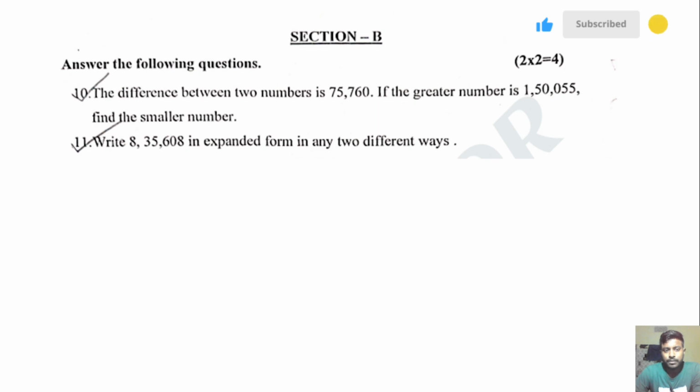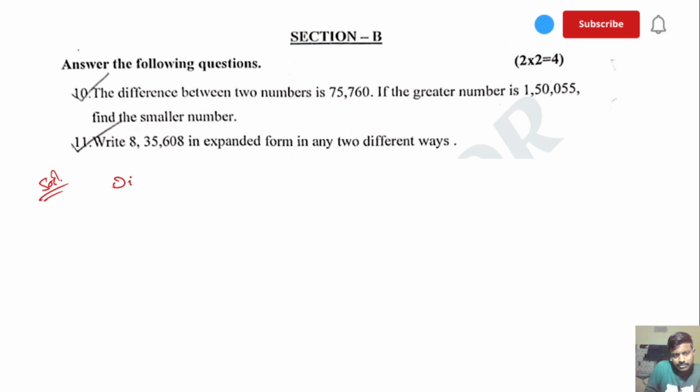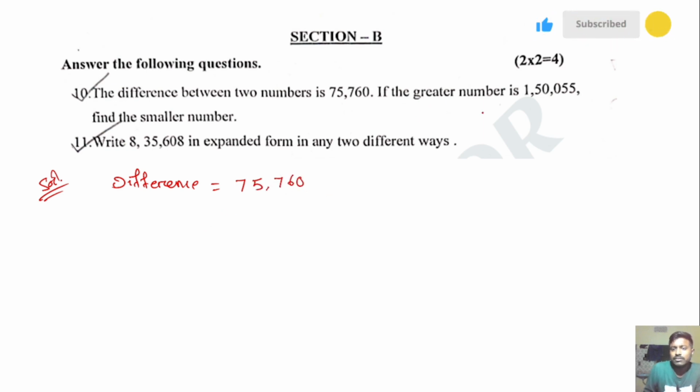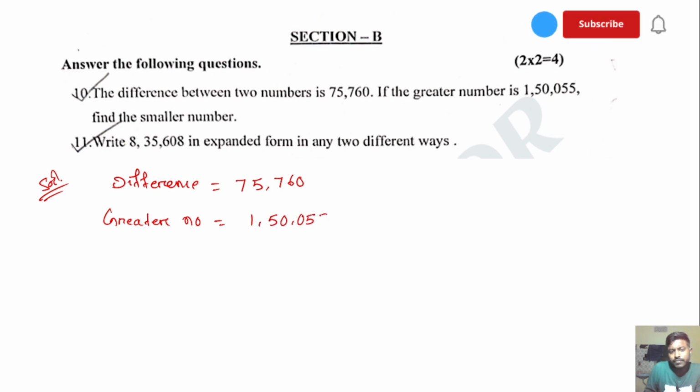Next question, question B. The difference between two numbers is given. So first write down the solution. Difference equal to 75,760, and the greater number equal to 1,50,055.